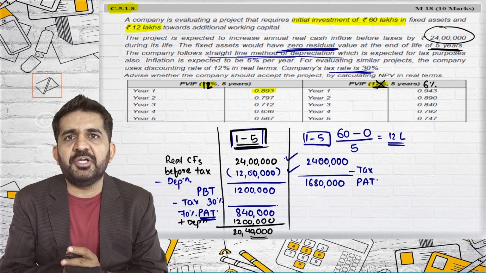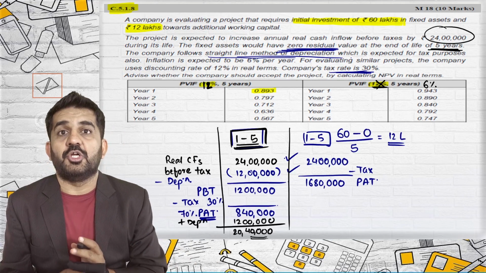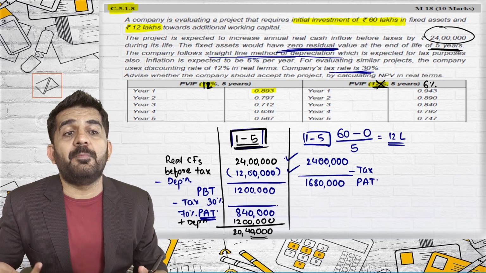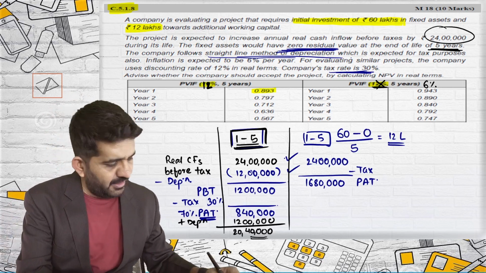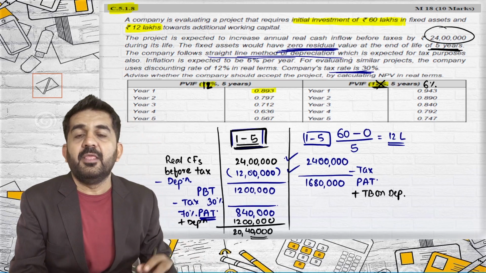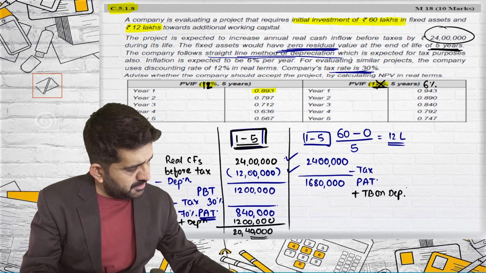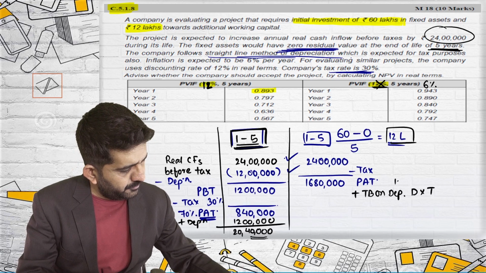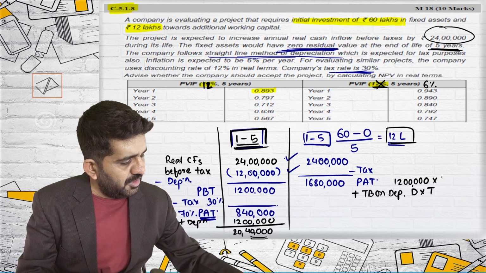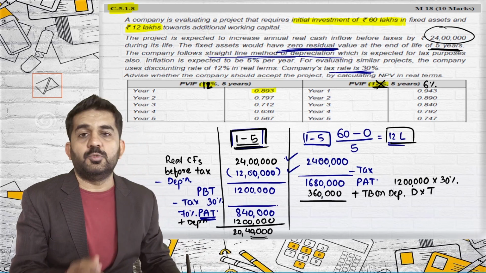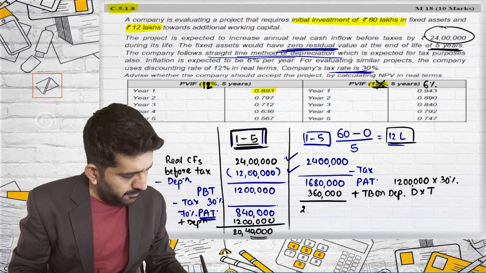But sir, depreciation is not a cash expenditure, but because of depreciation there will be tax savings, which is a cash benefit. So I should add that benefit, plus tax benefit on depreciation. How to find out tax benefit on depreciation? Depreciation multiplied by tax rate. What is depreciation per annum? We have already found out. 12 lakhs multiplied by 30%, which is 3 lakh 60,000. This will be 20 lakh 40,000.